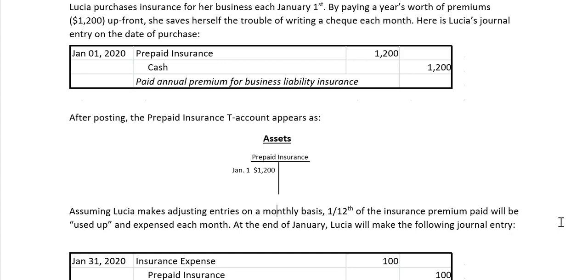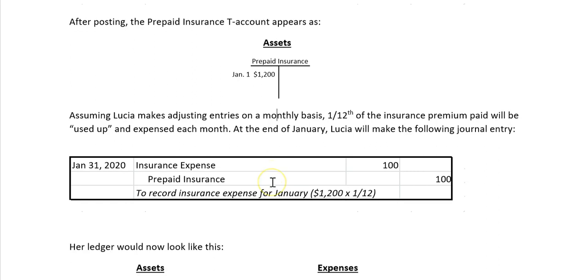So naturally, we take this journal entry, we post it to the general ledger, and our prepaid insurance T account looks something like this. It's in the asset section since it's going to help us make money going forward. And on January 1st, we have a debit of $1,200, just copying straight down from here into here.